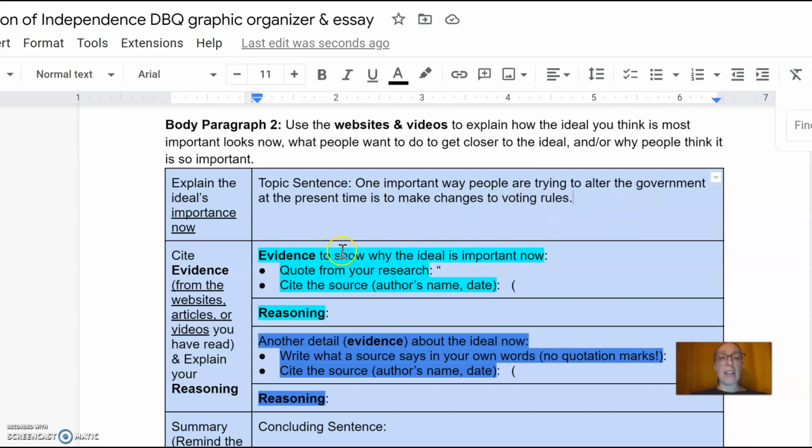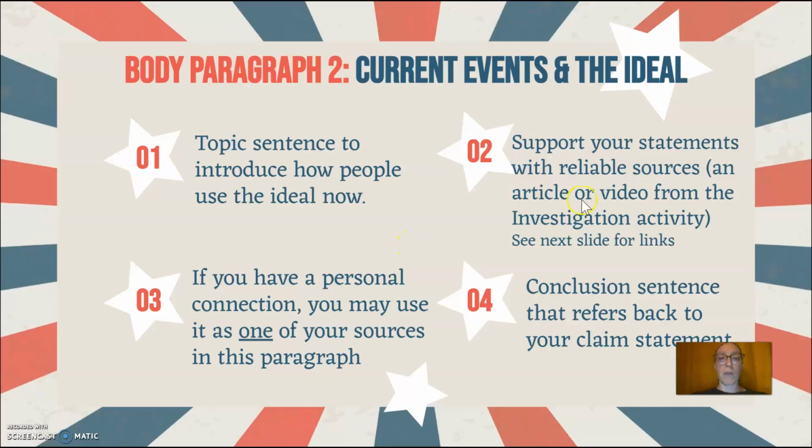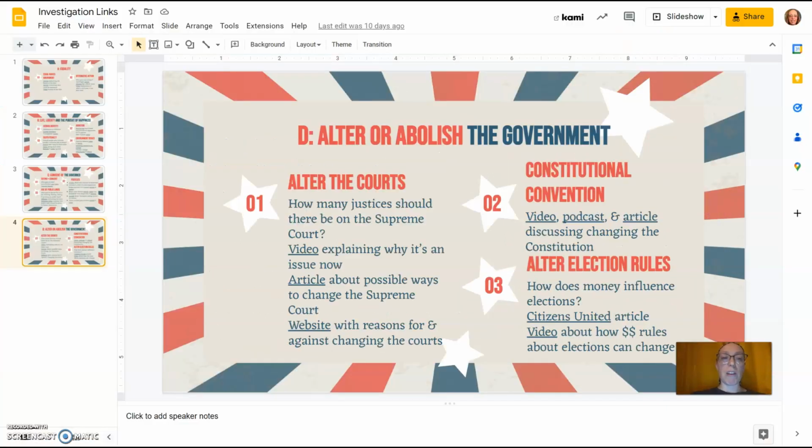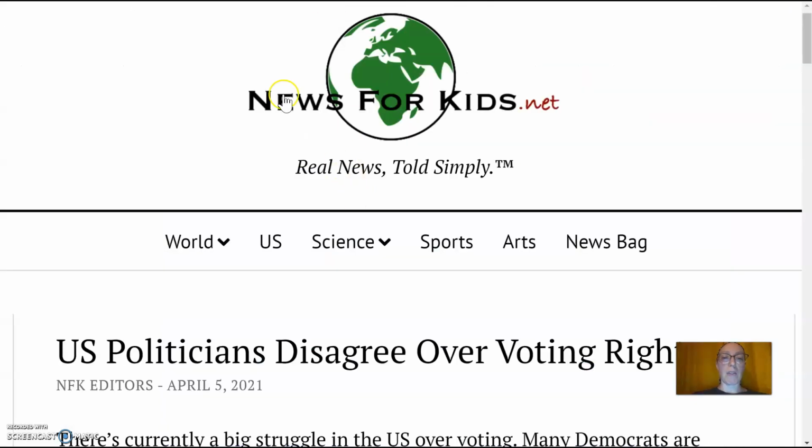Now, I need to talk about the next part. The second step is to support your statements with reliable sources, an article or video from the investigation activity. That's what I was looking at before. I have chosen to go with altering the election rules, who votes, and I chose my article. It's right here. It's from newsforkids.net.